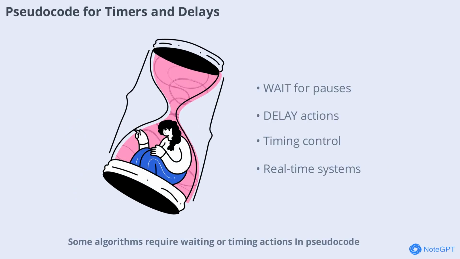Some algorithms require waiting or timing actions. In pseudocode, you can use wait or delay statements to indicate pauses. This is useful for animations, games, or real-time systems. Clearly marking these steps helps with planning and implementation.